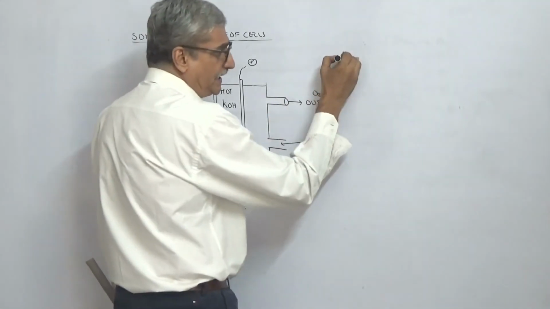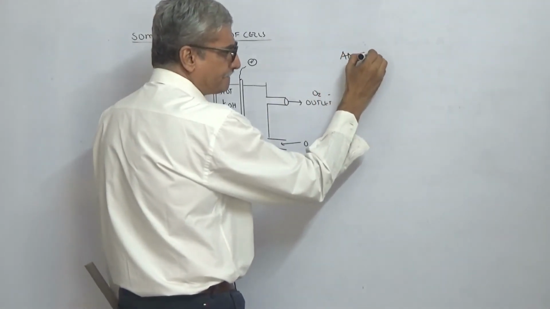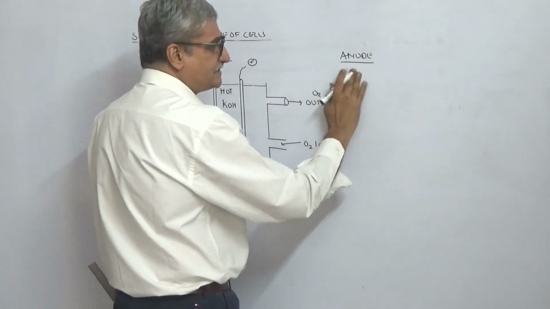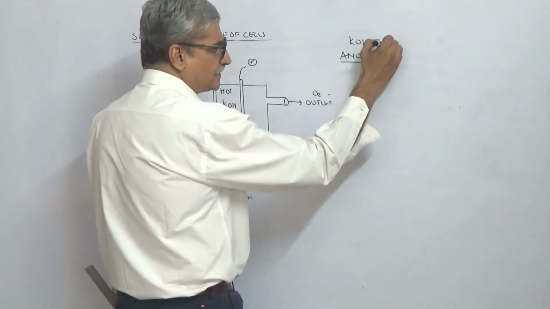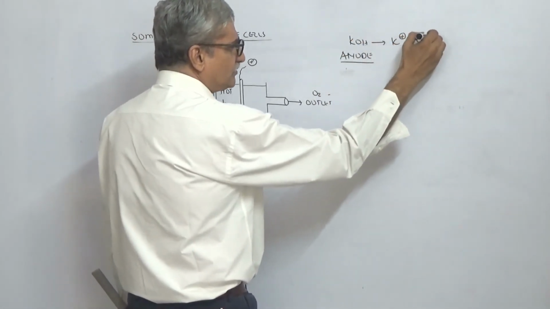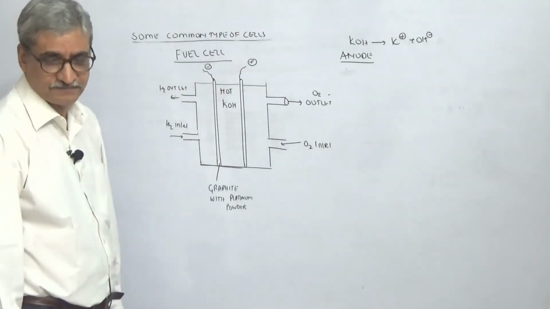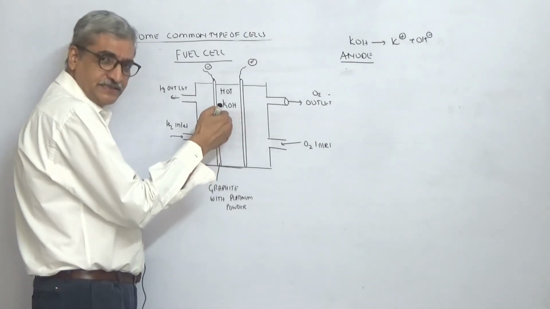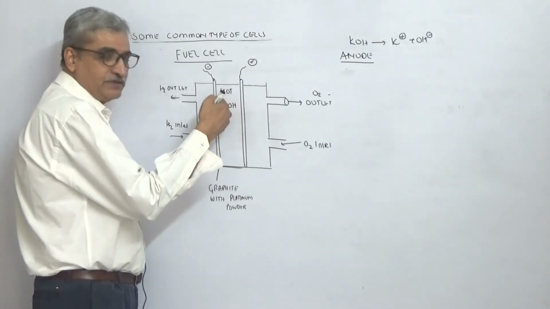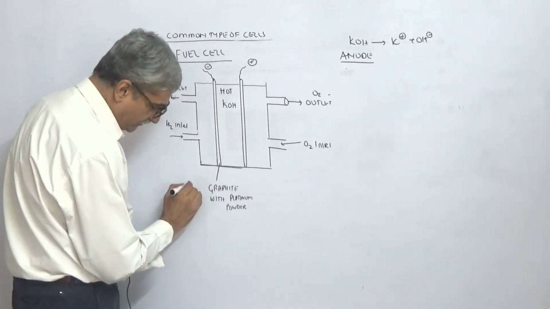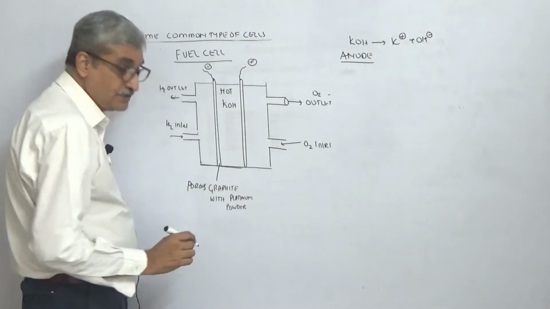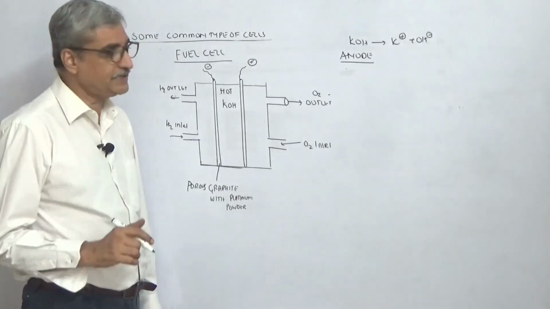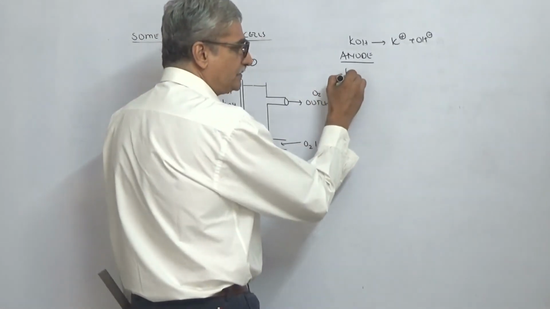So what happens at the anode is, you have basically KOH existing as K plus and OH minus. That's the first thing. Now from here, the OH minus is permeating into the porous graphite. It's a porous graphite with platinum. So platinum facilitates the reaction. So what is going to happen?